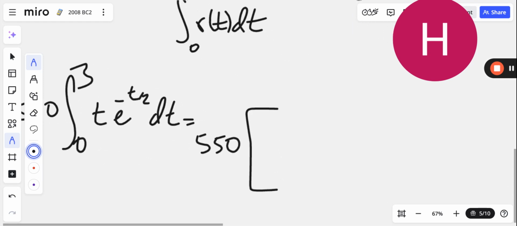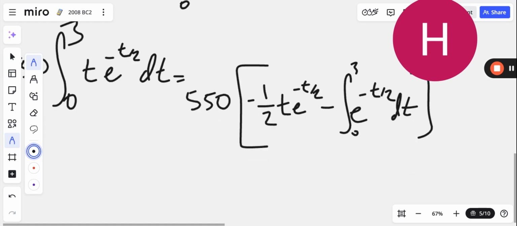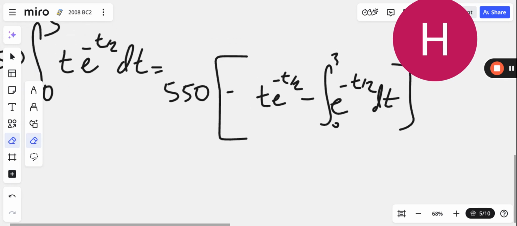times, do some quick math here. It's going to be negative 1/2 t e to the negative t over 2 minus, let's see, the integral of just e to the negative t over 2. So that's going to be plus, well, technically it's minus, I guess I'll write it like this. But since that antiderivative is negative, it's going to turn it into a positive. Oh, whoops, and it's not negative 1/2, it's negative 2. My bad, everybody.